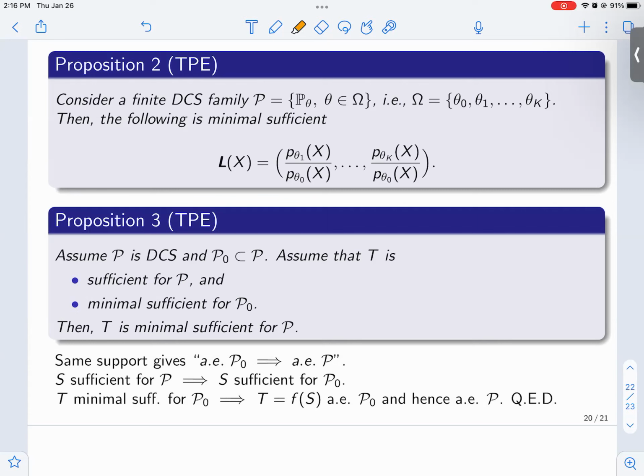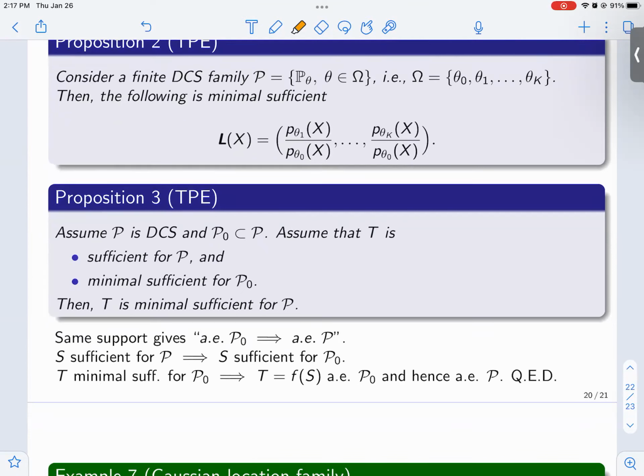I'll let you think about this. This is not really that difficult to show. The only thing you have to worry a little about is that almost everywhere with respect to P naught implies almost everywhere with respect to P, which is sort of a tautology because P is larger, and then you can write down the statement. Just remember what minimal sufficiency is, and you can easily prove this. It's a few lines of proof, once you convince yourself of this fact, if you really want to be precise. I'll let you think about it, but it's intuitive if you think about it. That gives you one strategy if you want to formally prove something is minimal sufficient.